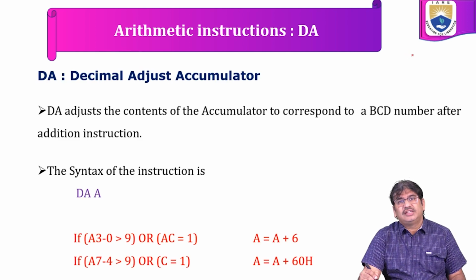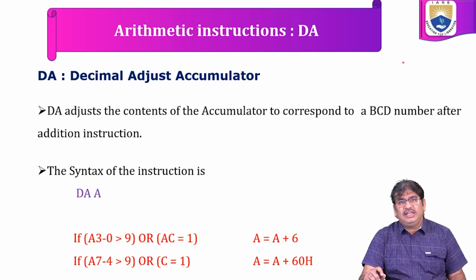The next instruction is DA, which stands for decimal adjust accumulator. The DA instruction adjusts the contents of the accumulator to the corresponding BCD number after an addition instruction. The DA instruction will convert the hexadecimal value into packed BCD. The syntax of the instruction is DA A. Only after the accumulator contents are obtained from addition are we going to execute the DA A instruction.